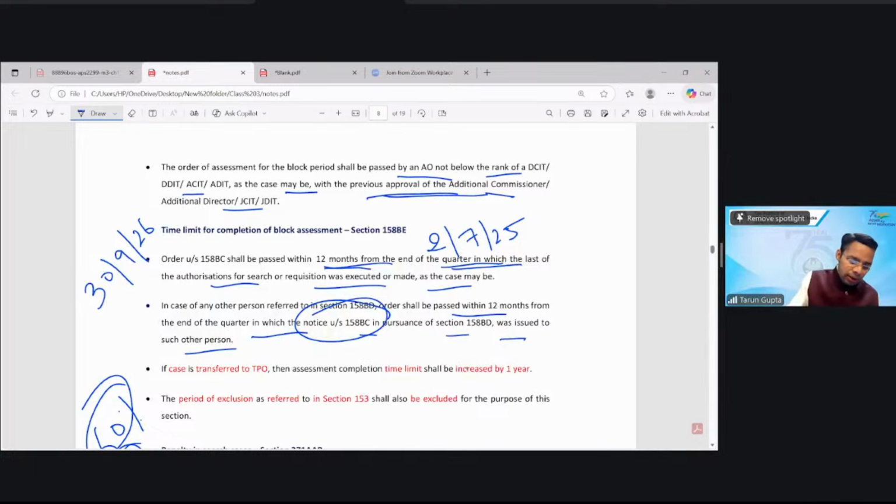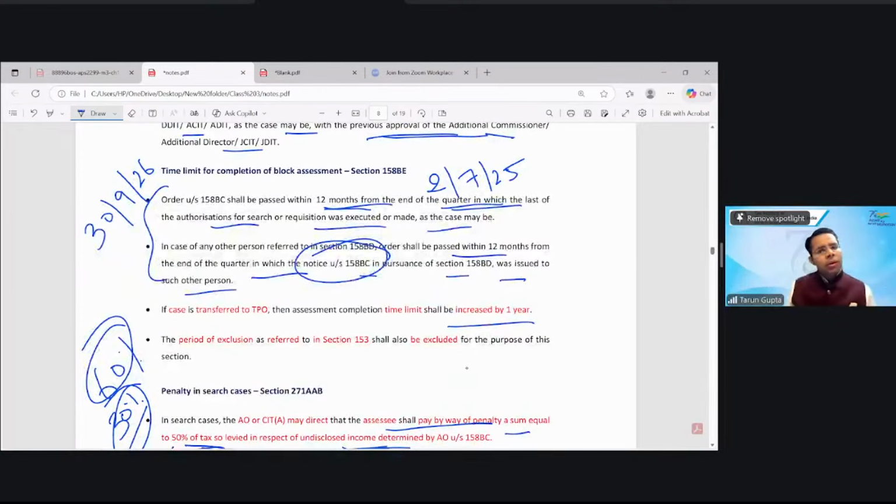Of course, like earlier, if the case is referred to the TPO, then the period shall be extended by 1 year, 12 months. And whatever exclusion was there in section 153, which we studied in the last class, similar to if the proceeding had been stayed or the AO has referred to special audit, yes, we can refer to special audit in such cases as well. So whatever time wasted during all this shall be excluded.